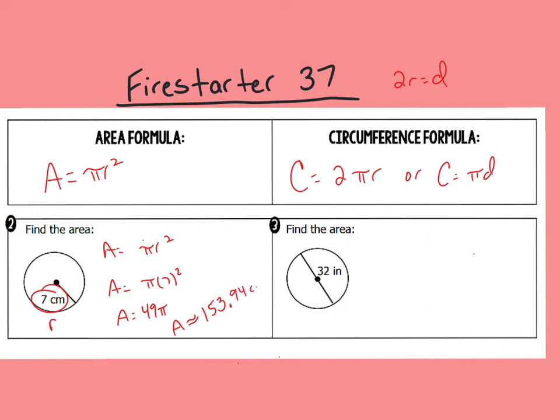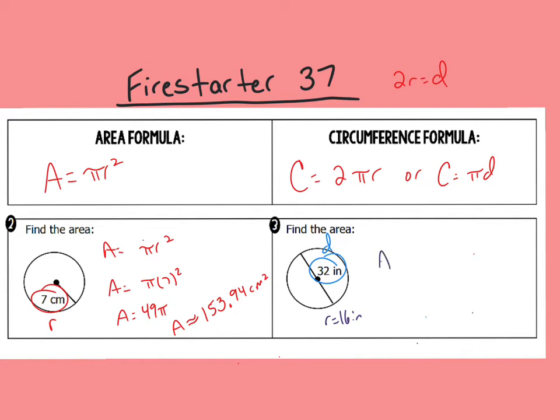Remember, it's area, so it's square centimeters. Don't forget your label. All right? And I'm going to go to 2 decimal places, pretty much all this. So for area, remember, this is a diameter. So my radius is going to be equal to 16 inches, because the radius is half the diameter.